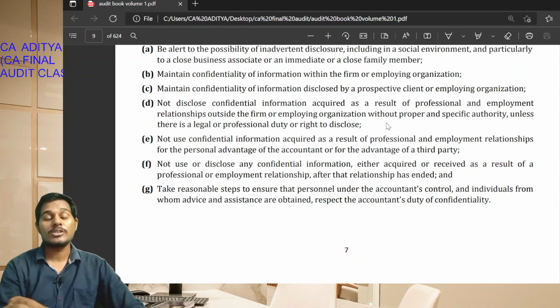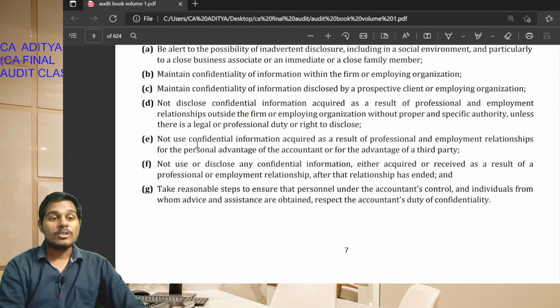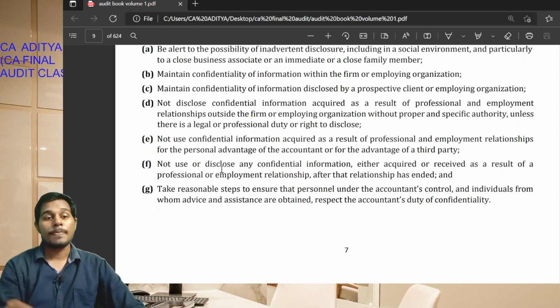A chartered accountant should not disclose any information unless required by law, as provided here. Not to use confidential information acquired as a result of professional and employment relationship for personal advantage. A chartered accountant should not use confidential information acquired from the profession and employment for his personal advantage. Not use or disclose any confidential information acquired or received as a result of profession or employment after that ends. A chartered accountant, after the performance of his audit and after the end of his employment in that organization, should not disclose the information.